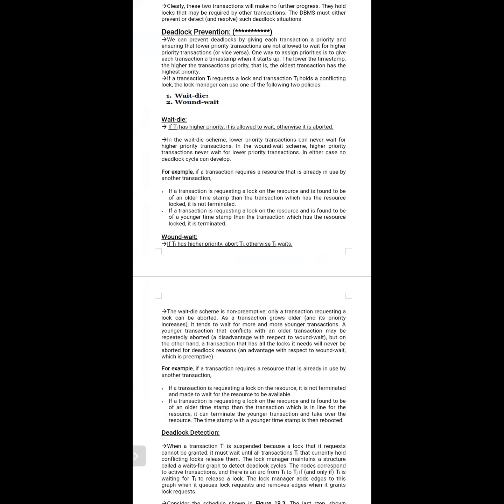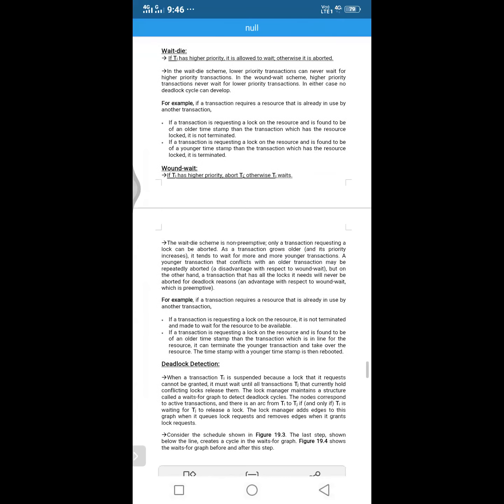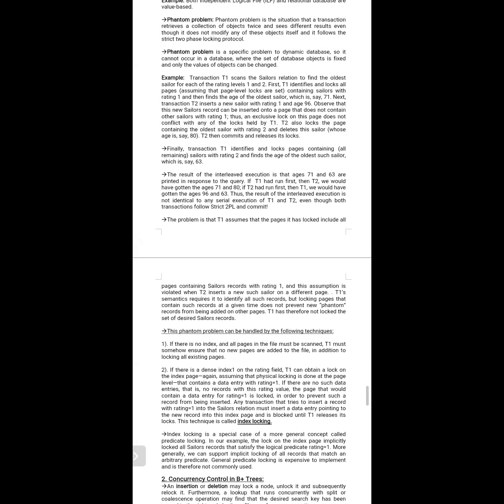So here we consider two types of conditions. One is wait-die, and another one is wound-wait. We will try to discuss this with a good example in the next class. Okay, after that I will try to complete these topics.